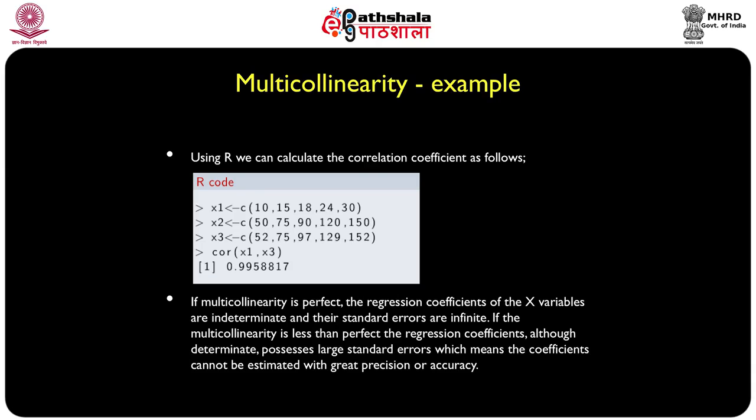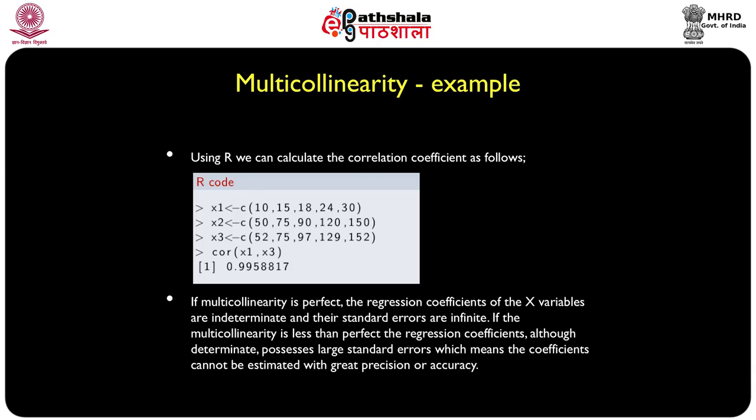We have discussed this earlier, but I will do a quick recap of how to obtain the correlation coefficient between two variables. First, we enter the values of the three variables, x1, x2 and x3. We are interested here to look at the correlation coefficient between x1 and x3. Hence, we use the cor function in R and use x1 and x3 as the two variables, and the R output 0.995817 is the output that R gives us, the correlation coefficient between x1 and x3.